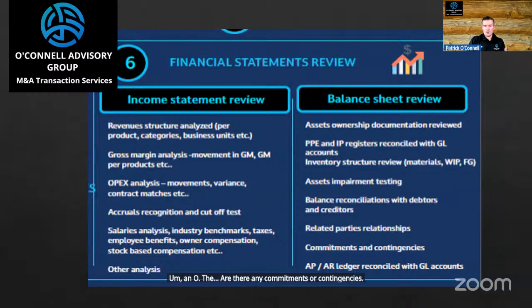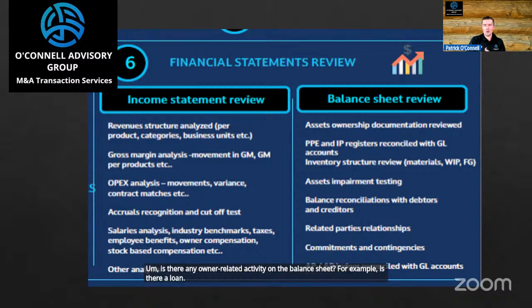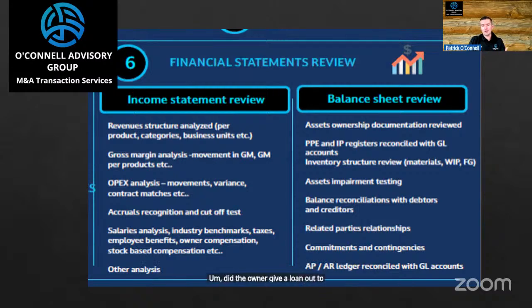Is there any owner-related activity on the balance sheet? For example, is there a loan? Did the owner give a loan out to the company? And is that loan now due? A lot of these questions can be answered when we do conduct this balance sheet walkthrough, I will call it.